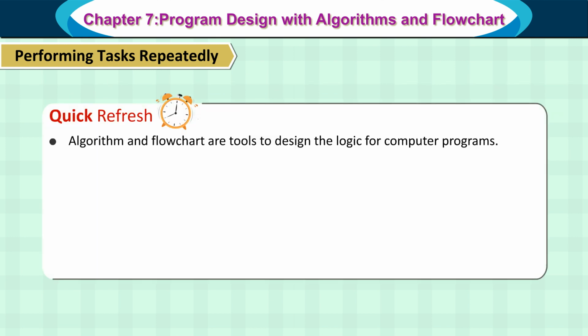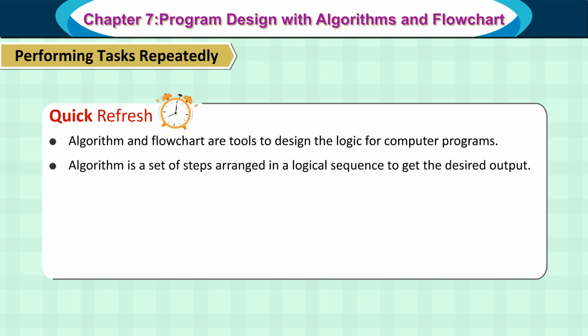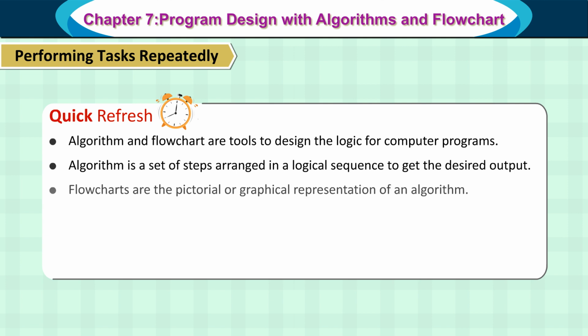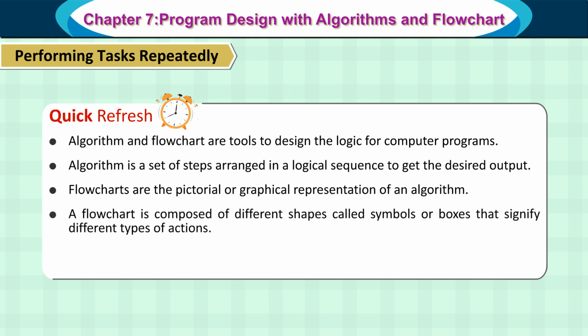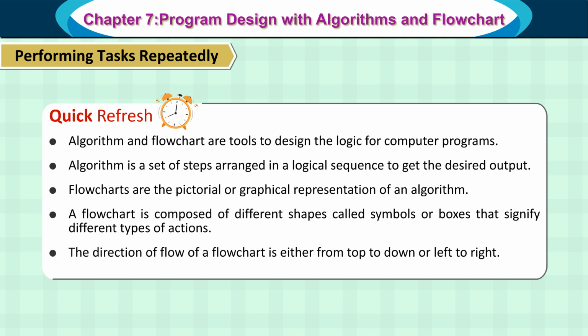Quick refresh. Algorithm and flowchart are tools to design the logic for computer programs. An algorithm is a set of steps arranged in a logical sequence to get the desired output. Flowcharts are the pictorial and graphical representation of an algorithm. A flowchart is composed of different shapes called symbols or boxes that signify different types of actions. The direction of flow of a flowchart is either from top to down or left to right.